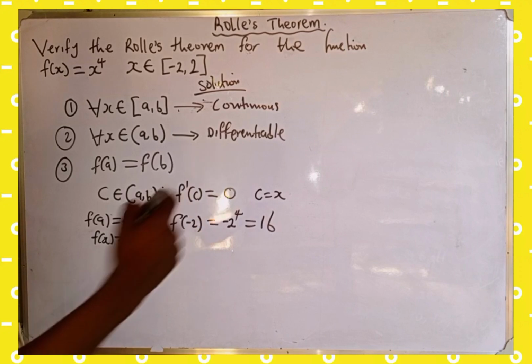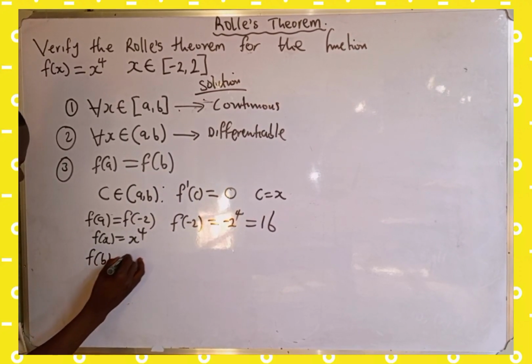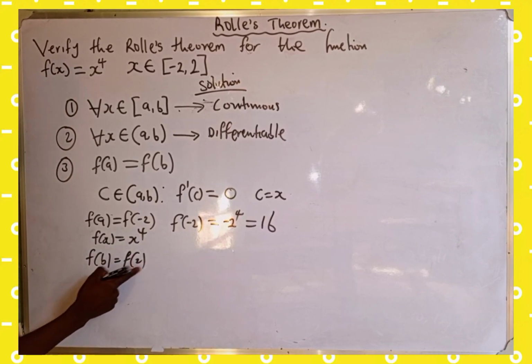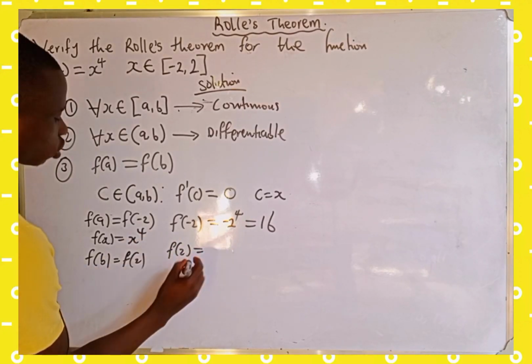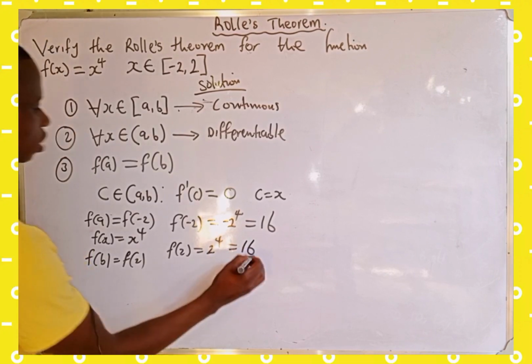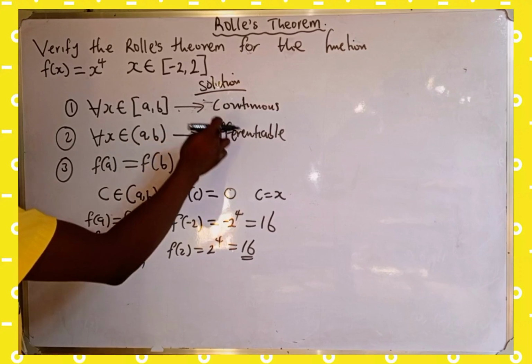correct answer is 16. Now let us look at f of b, and f of b is the same as f of 2. If you substitute 2 into this function, we have f of 2 is equal to 2 to the power of 4, which is also 16. Therefore, this function is continuous and is differentiable.